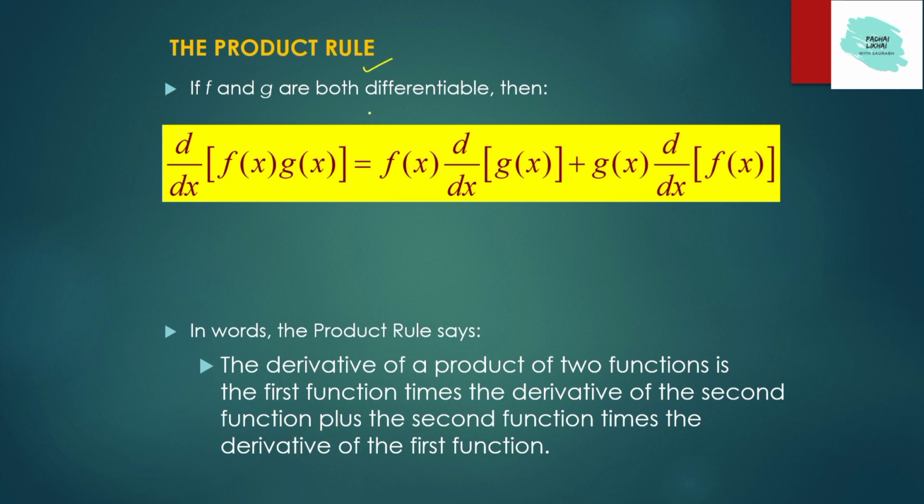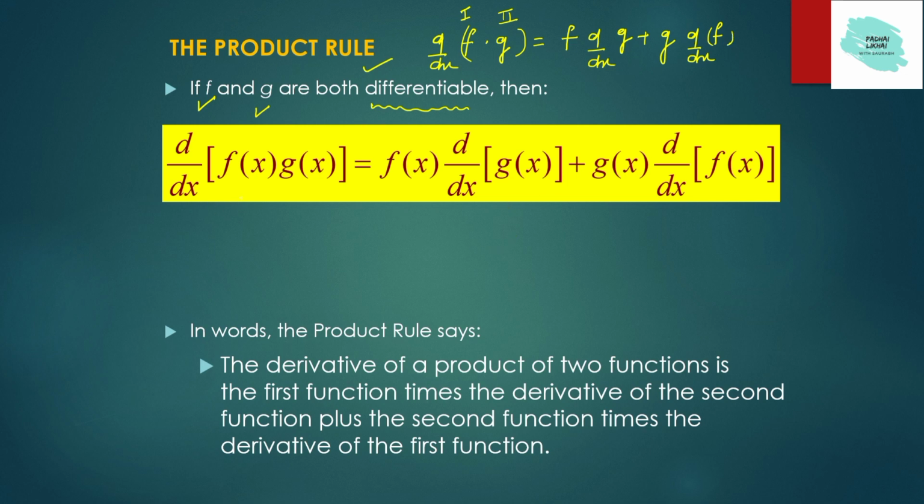Let us see what the product rule is. If there are two functions f and g, and both are differentiable, then the product rule says the differentiation of f into g gives: first function into the differentiation of the second function, plus the second function into the differentiation of the first function. So this is the product rule.